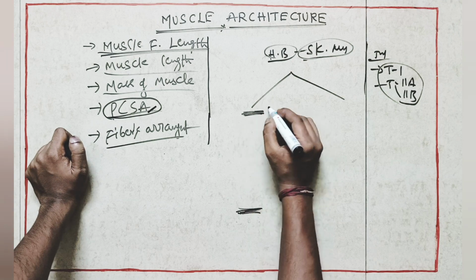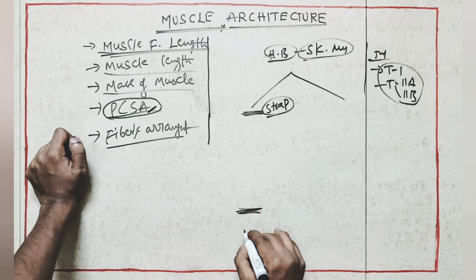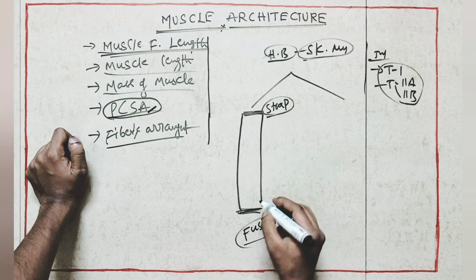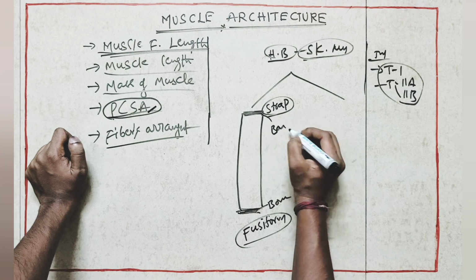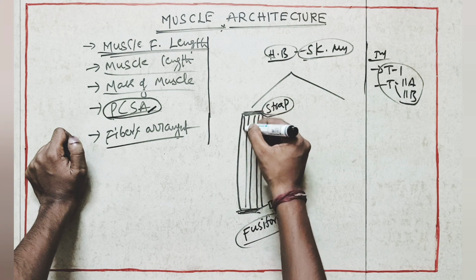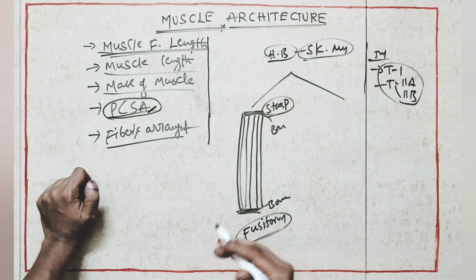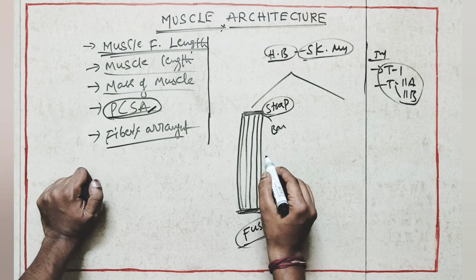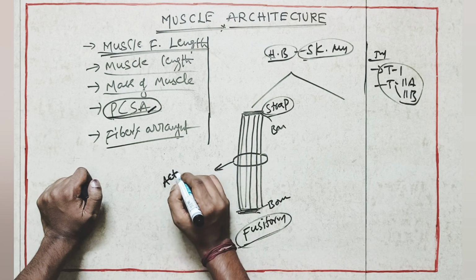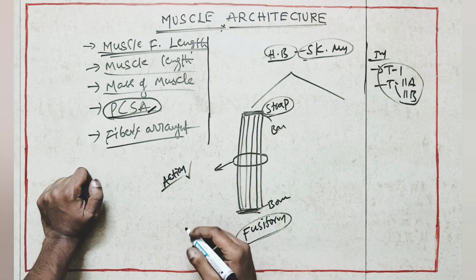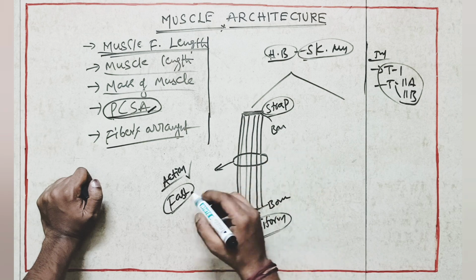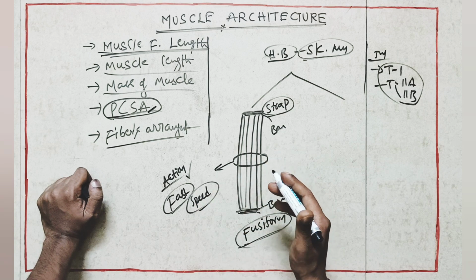The first type of muscle arrangement is the strap arrangement, otherwise called fusiform arrangement. Here the muscle will be like this, this is bone, this is also bone. The muscle fibers will be in a straight line. These are the muscle fibers in the fusiform arrangement. In this type of muscle fiber the action will be very fast. If this muscle contracts, it will contract very fast. So these muscles are helpful for the speed of the movement.